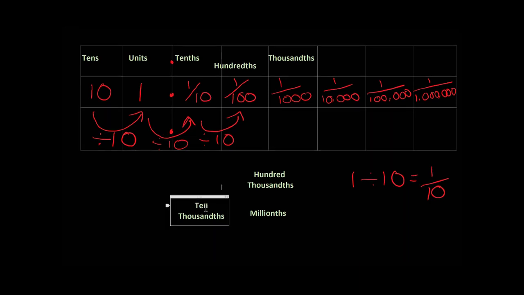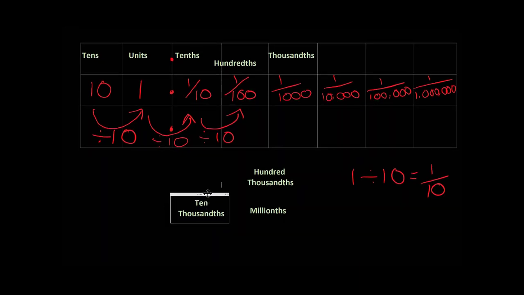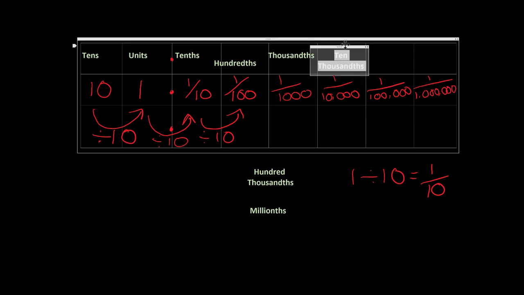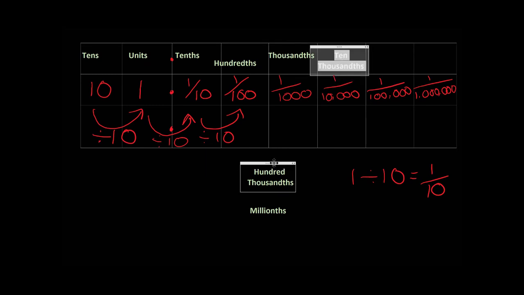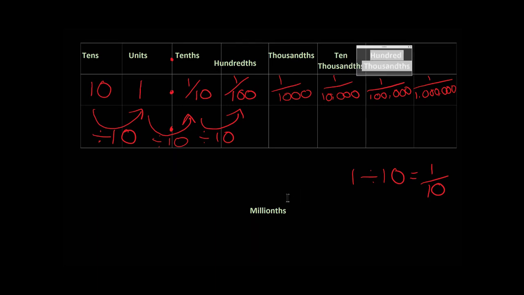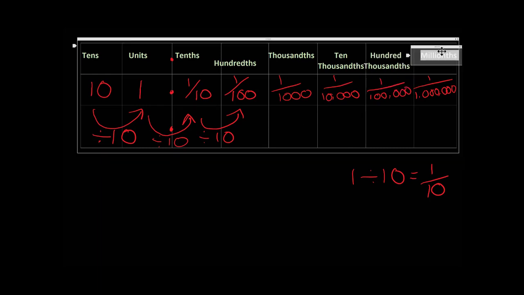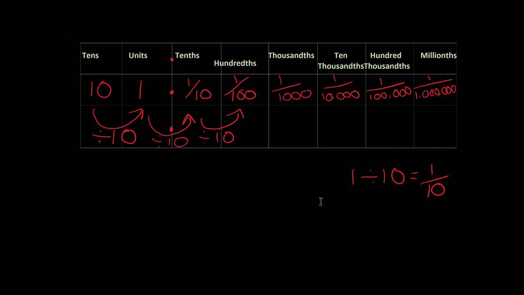Hopefully you're familiar enough to know that that TH ending means that we're dealing with fractions. So if you're talking to people or if you're reading questions about place value, you need to be really careful about noticing the endings of these words, because that's the difference between being on the whole number side and being on the decimal side.